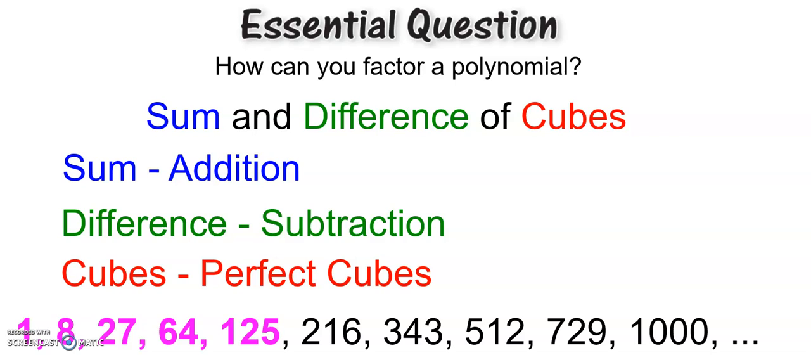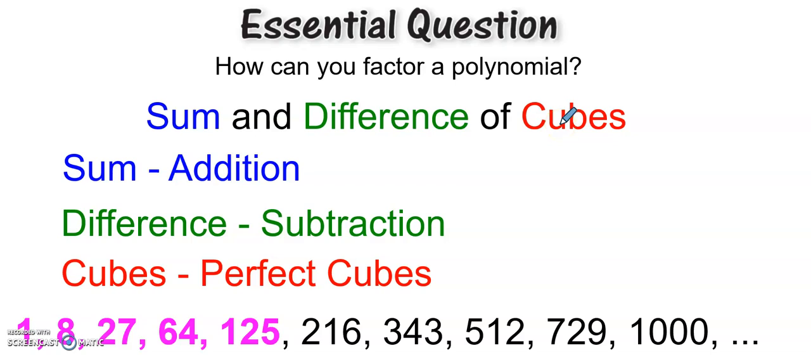And here we're going to look at another special circumstance where we want to recognize it so that we know how to factor it. And this is going to be called the sum and difference of cubes. So another thing to look for with polynomials. Again, breaking it down, sum means addition, difference means subtraction.